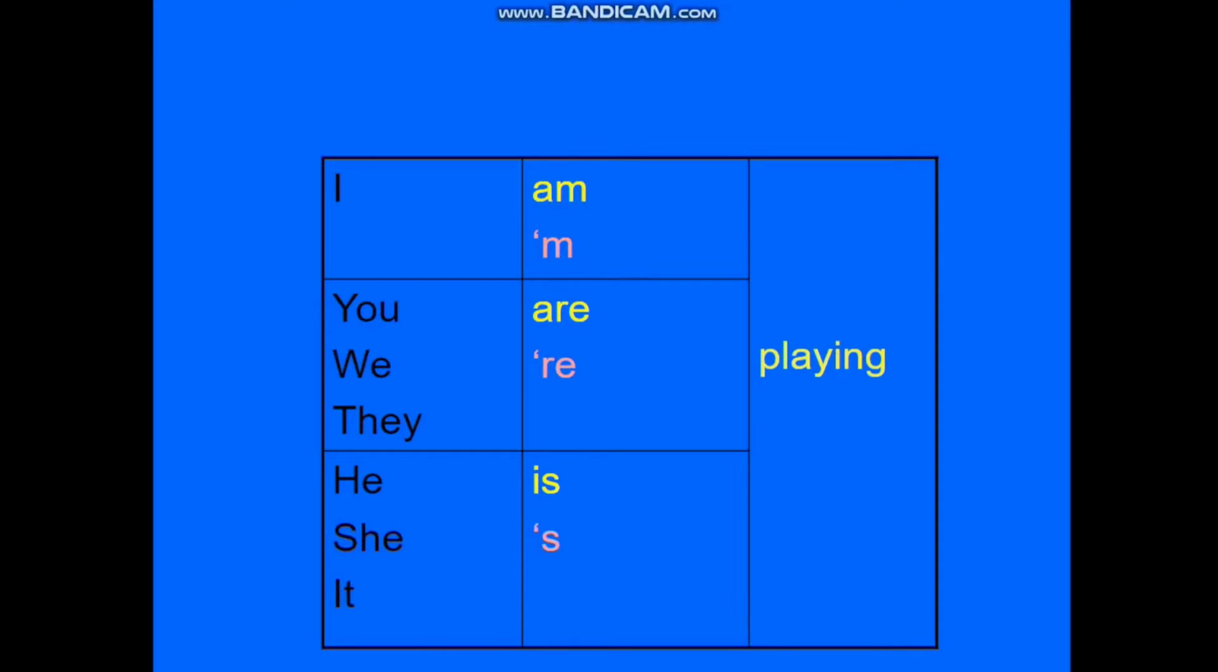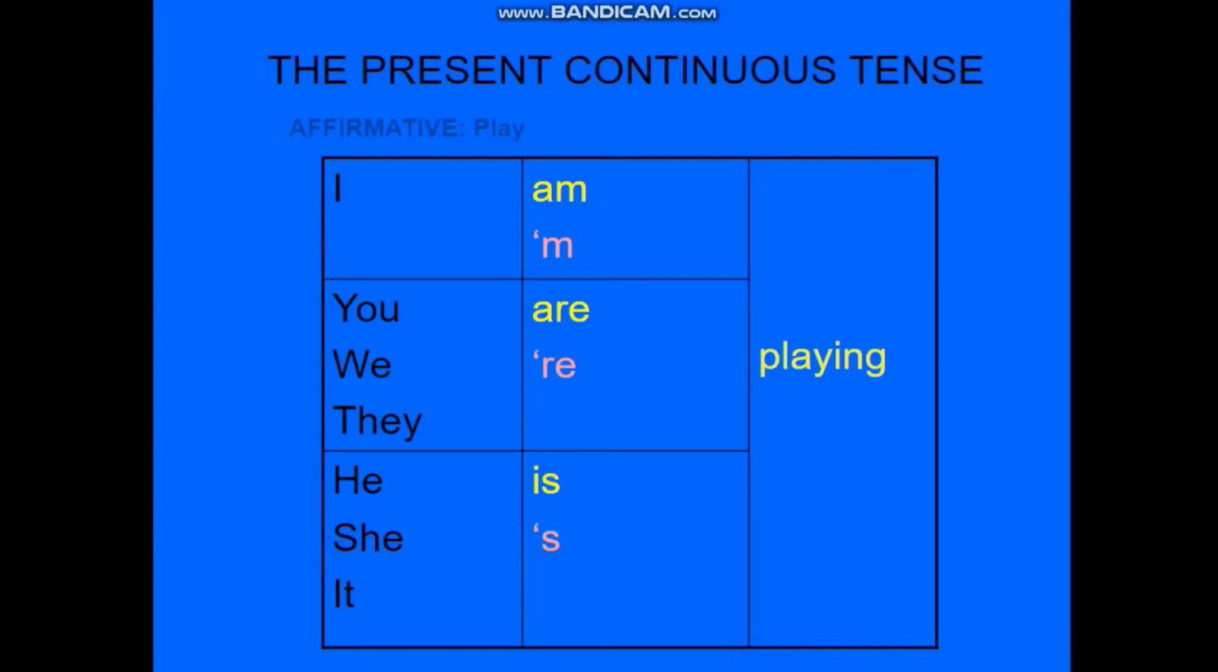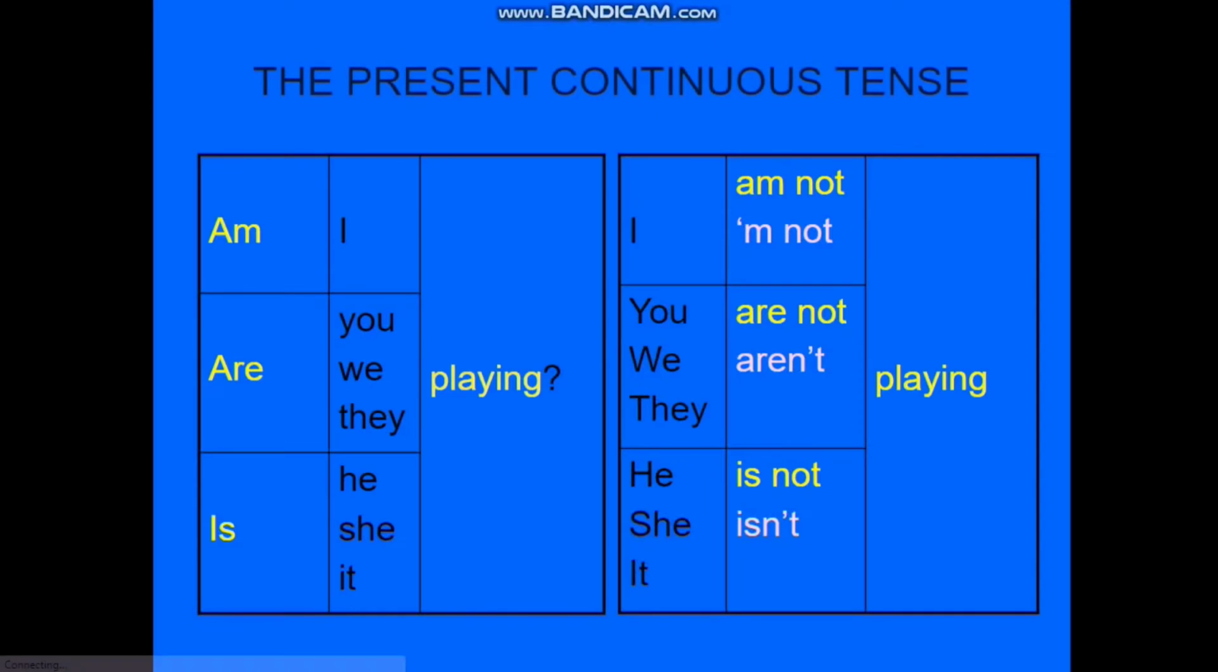So I am playing, you are playing, we are playing, they are playing, he is playing, she is playing and it is playing. So there's a structure of a sentence, how we make sentences from all the subjects like I, we, you, they, he, she, it, as well as a name. So it is affirmative. Now there is negative and interrogative.